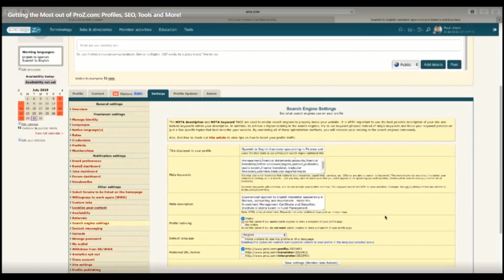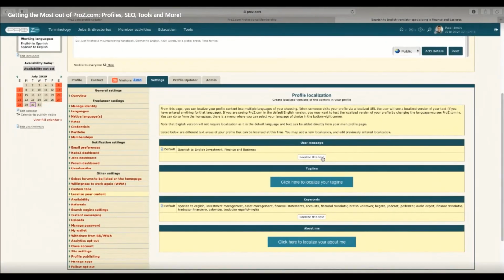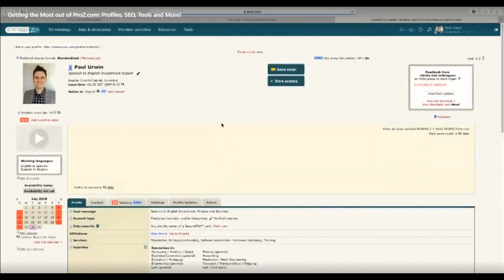You can also localize your content. So if you go over to localize on the left, you can localize different texts that you have within your profile, including your tagline and including your About Me section. So this is all about giving yourself the best possible opportunity. Please take the time to go to the Proz.com website and see how all of this is working in your particular case. So that's what I wanted to say in terms of the profile.